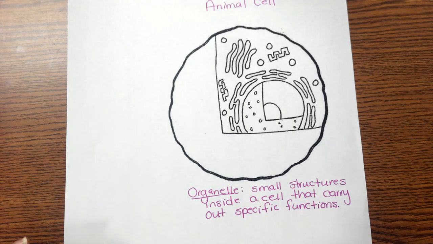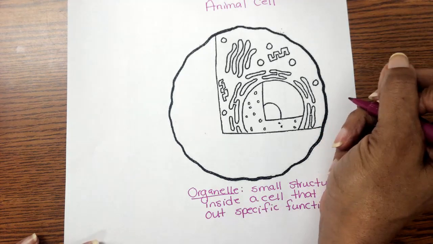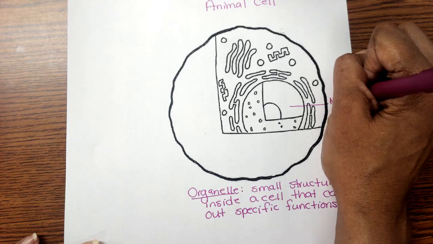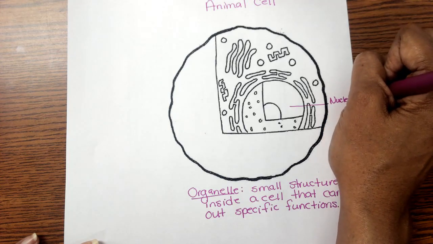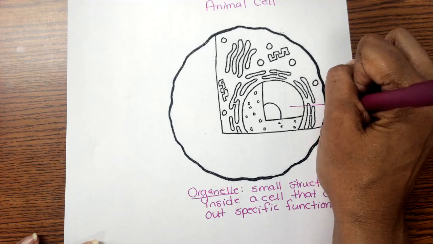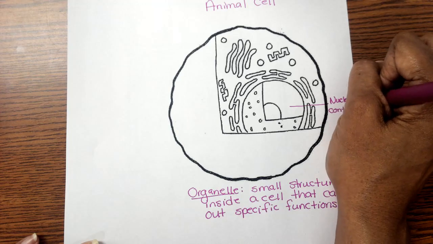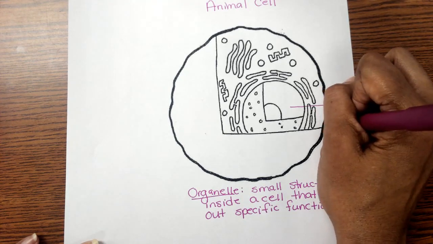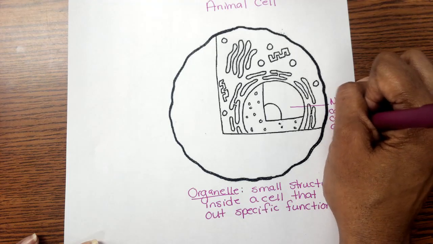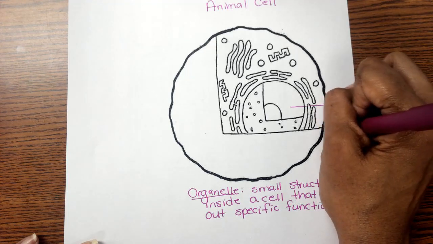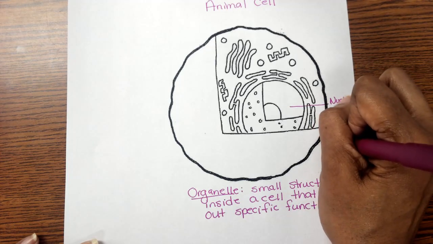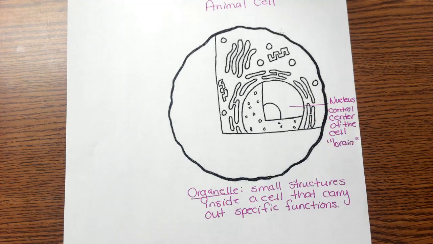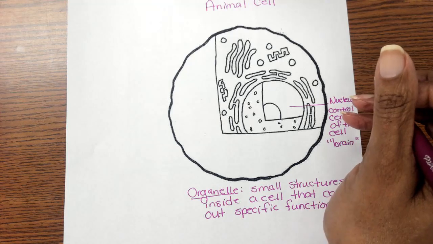All right, so the first thing we're going to label on here is right here. This is your nucleus. And this is the control center of the cell. And you can also nickname it the brain. This is the brain of the cell. This is what controls everything. Okay?